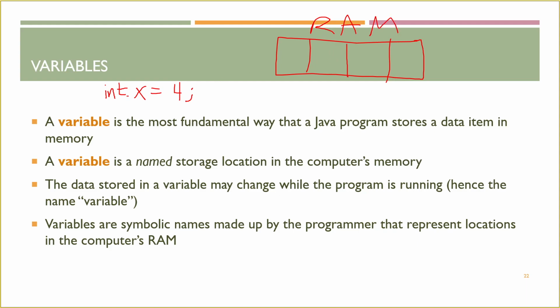What I'm doing is I'm telling my computer, hey, find a free spot in memory, name it X, and slap the number 4 in there. Right, so now anytime I want to refer to this location in memory, I can call it by name, X. So maybe later I have a statement that says X is now assigned a value of 12. Whatever value was stored in X would be replaced with the new value. The value can change. The variable is the storage location in memory.